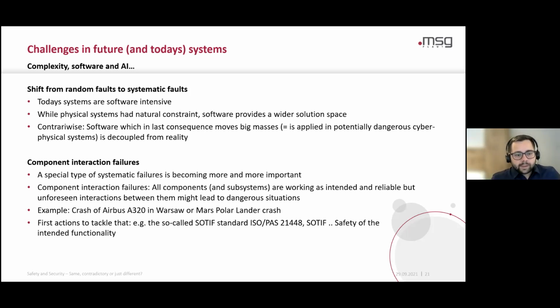We have the first actions to tackle that kind of failures, system failures. For example, in automotive, we have the SOTIF standard, the safety of the intended functionality, where we are really considering just the functional interactions, in a way that we can avoid hazardous situations. So we need to focus on that.